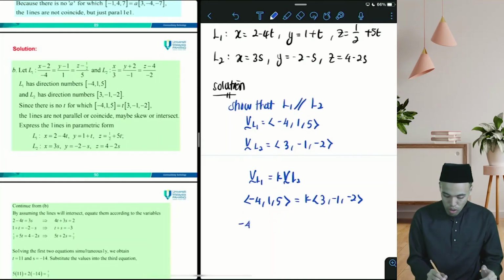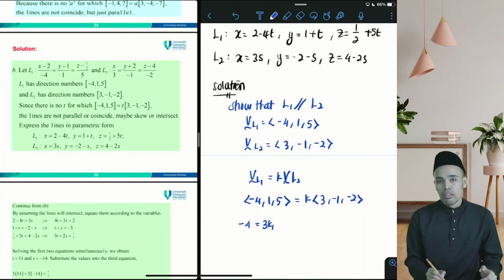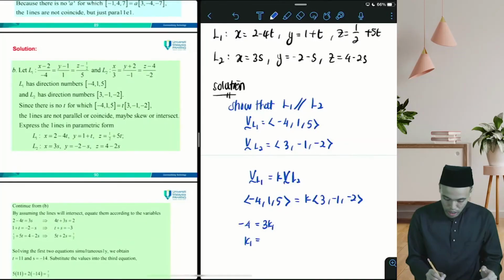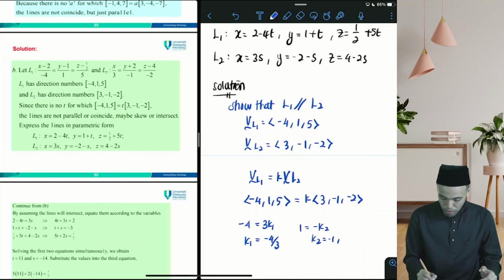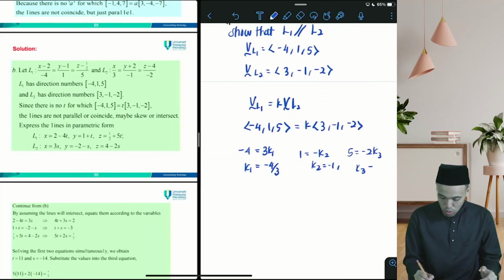Alright, negative 4 is equal to 3k1. That represents the first component, the ith component of the vector, I will get k1 is equal to negative 4 over 3. 1 is equal to negative k2, k2 is equal to negative 1. And 5 is equal to negative 2 k3, k3 is equal to negative 5 over 2.